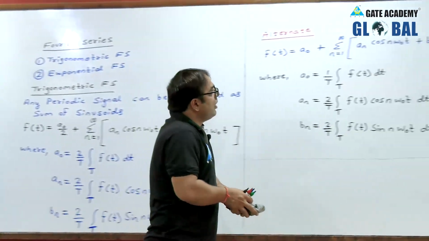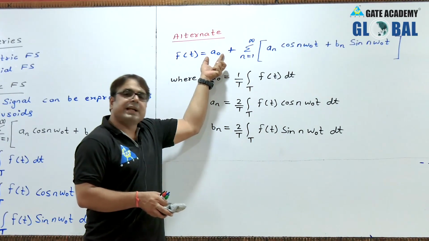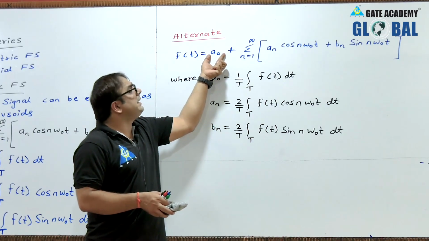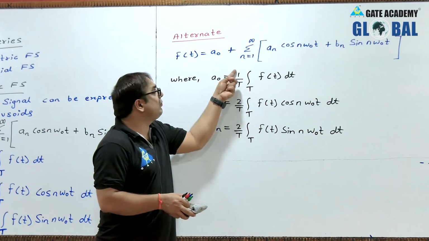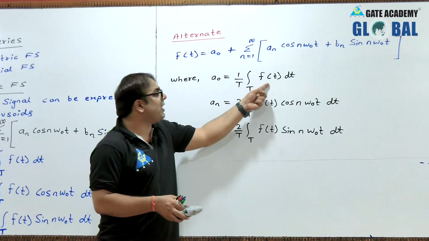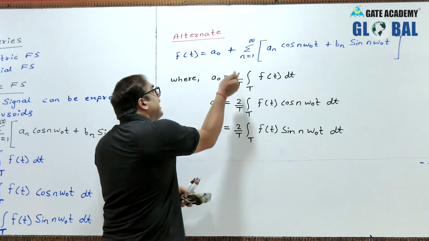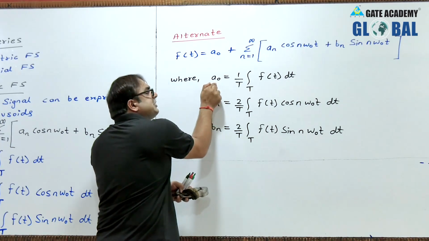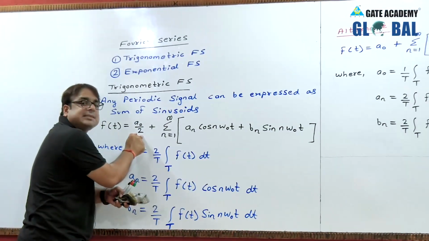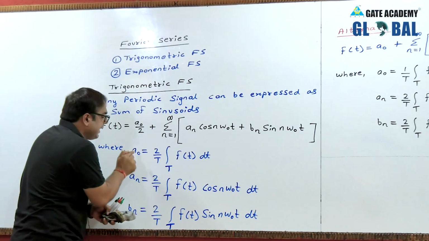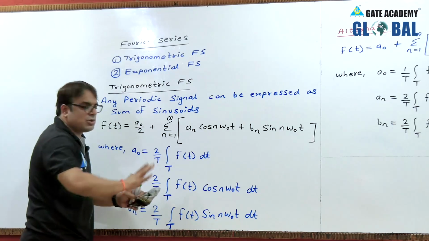Okay, now see. Some of you were thinking that a naught is written wherever you have studied. That is also correct. The only difference is, if you are writing a naught here, in the expression of a naught you need to write 1 upon T instead of 2 upon T, integration over time period T, f of t dt. Both these expressions are exactly the same. The simplest concept is, if I am writing only a naught here, the expression should be a naught is equal to 1 upon T. And if I am writing a naught upon 2, the expression should be a naught is equal to 2 upon capital T, and it is the same expression. So you should not at all be confused between the two.